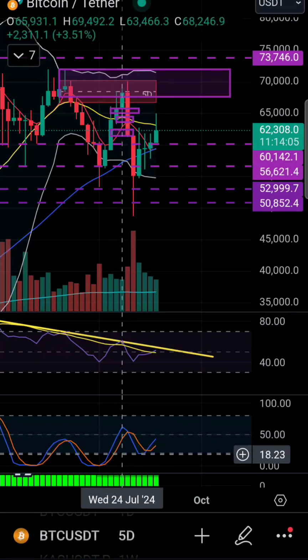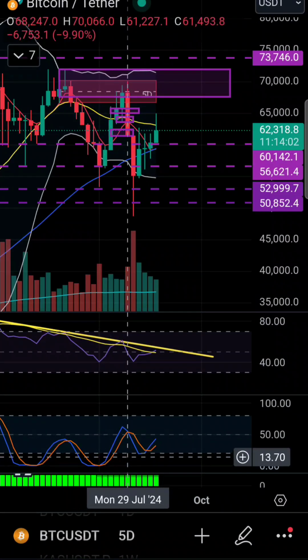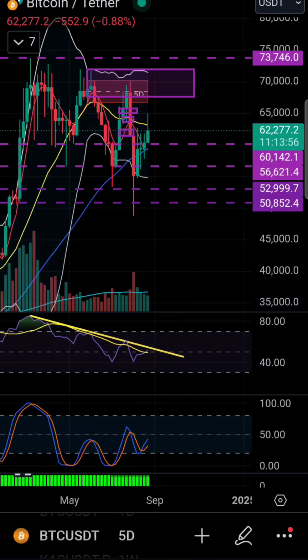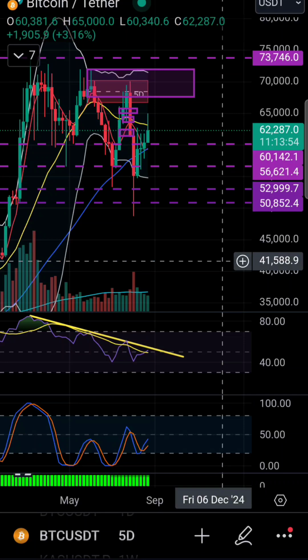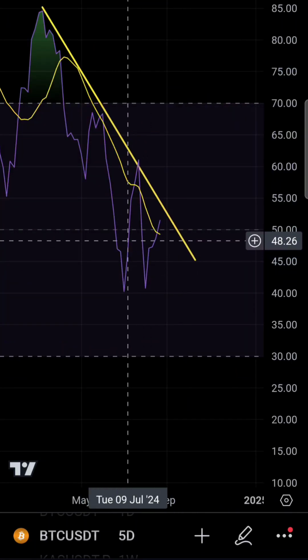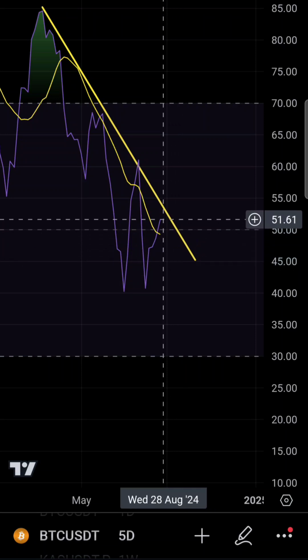Same on the stochastic. It's easier to see right here. Higher lows on the stochastic where my cursor is, higher lows, price made a lower low. Now I drew a trend line also on the RSI on this 5-day because the RSI fell below 50. That means we could start a downtrend.